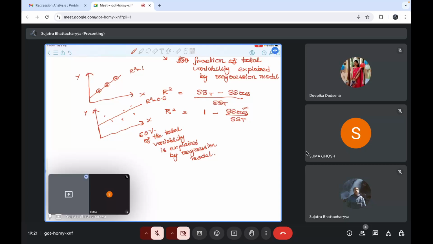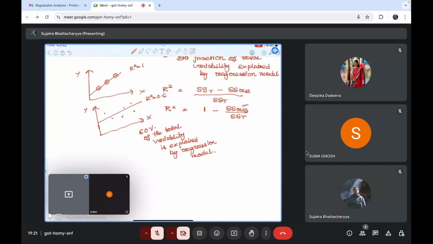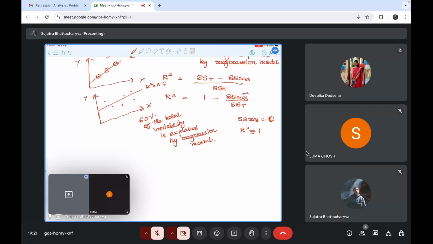Okay, so this is the thing. When this SS residual is equal to 0, suppose 0, then what will be the answer? Answer will be 1. What does that mean? That means there is no error at all. In this case, no error, nothing is there, no deviation from the y hat. So that is one of the things.